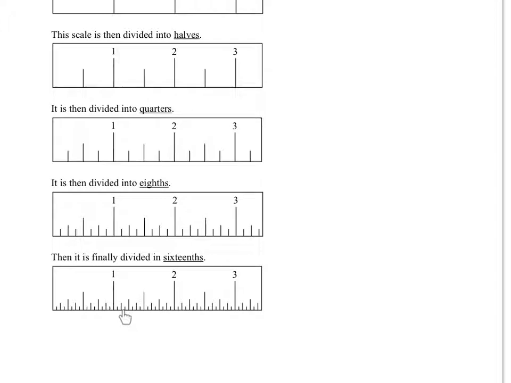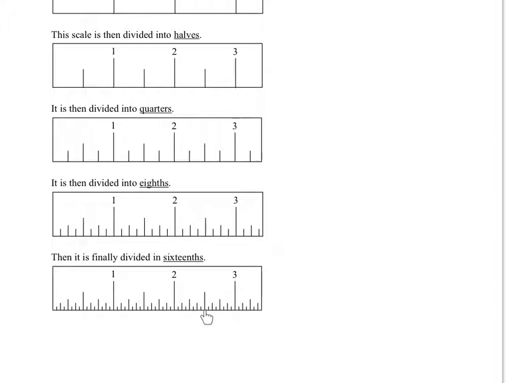So we could look over here and say, okay, if something were up to this line, it would be 1 3/16. Or if it were up to here, you could say it's 2 1, 2, 3, 4, 5, 6, 7, 8/16, or 2 4/8, or 2 2/4, or 2 1/2. So there's different ways of saying it, but these are all equivalent measures.